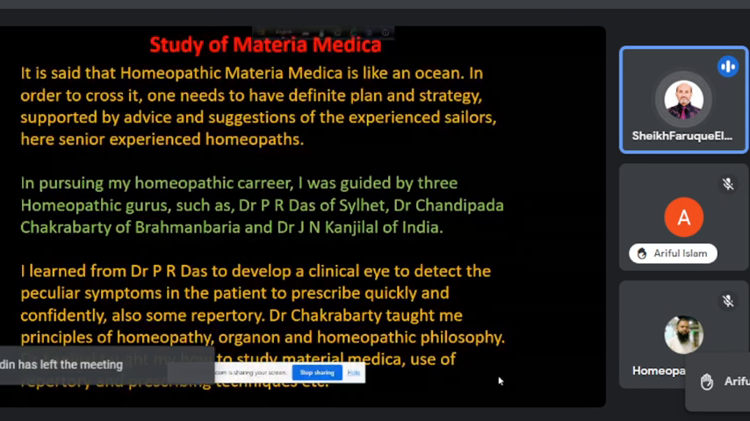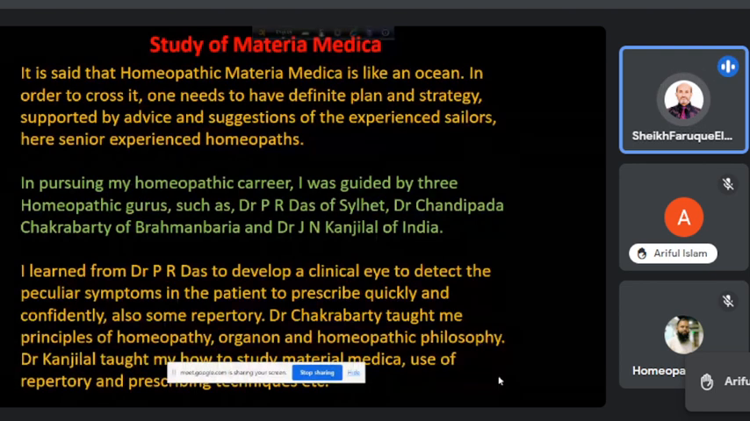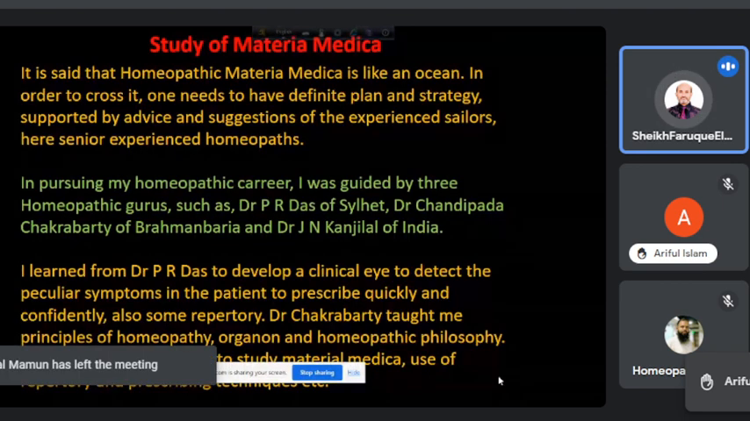So he said, don't worry. There are ways to study materia medica. You follow what I followed in my studenthood or in my early career. So he taught me how to study materia medica. This thing I share with you today. And he also encouraged me very much to learn repertory.